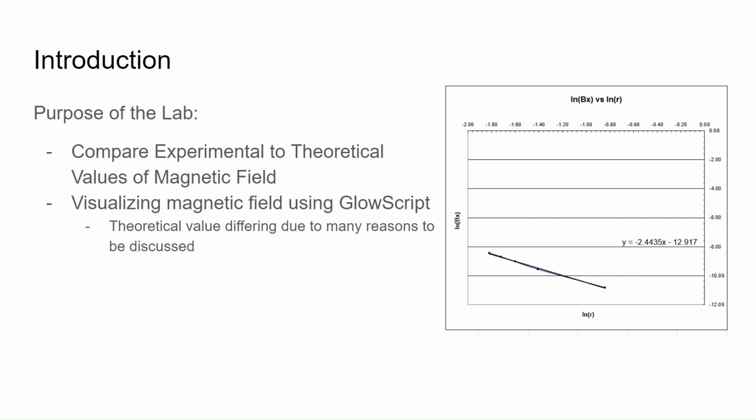The degree at which the magnetic field drops off with respect to distance, along with visualizing said magnetic field from the experimental data in GlowScript, and how the theoretical value differs very drastically due to many reasons that we'll mention later.